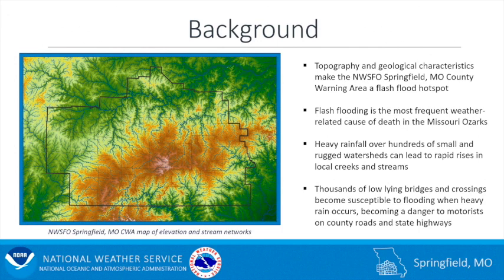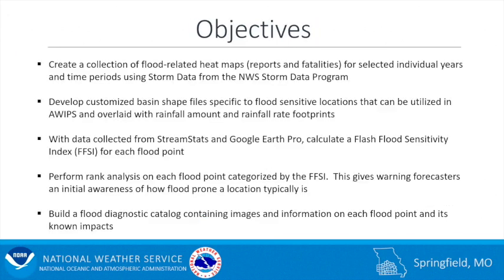So it is with these impacts in mind that an initiative was taken to gather detailed information on sensitive flood points within this area to help forecasters issue more accurate and precise warnings throughout the county warning area. So the objectives of this project were to create a collection of flood-related heat maps. These heat maps would include reports and fatalities for some selected individual years and some time periods using storm data from the National Weather Service Storm Data Program. And these maps were created inside of ArcGIS Pro.